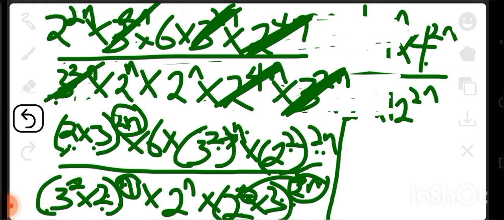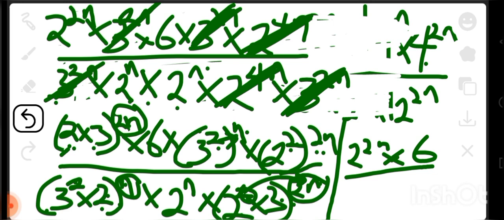Then what will be left out will be 2 raised power 2n times 6 over 2 raised power n times 2 raised power n. That will be 2 raised power n plus n. This is what we have for now. Although we can also say this 2 raised power 2n cancel out those two, but I don't want to go straight forward. That's why I want to do it gently so that you will follow.